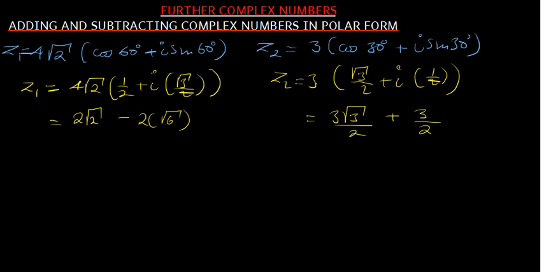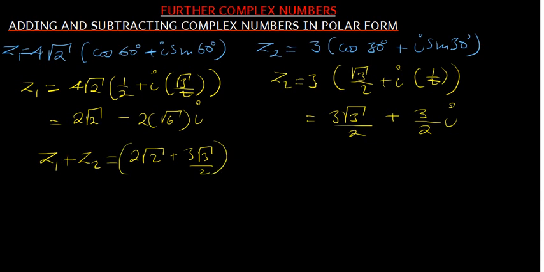Remember, we have got an i there. Even in this side there is an i. So these are the two complex numbers now in rectangular form. Now we can add them. So z1 plus z2 is equal to, we get the real parts and add them together. So that is going to be 2 root 2 plus 3 root 3 over 2 as the real part. And then we have plus, we get this portion, we also add to the other, that is negative 2 root 6, and then plus 3 over 2i.